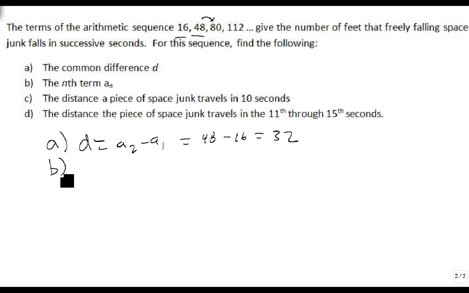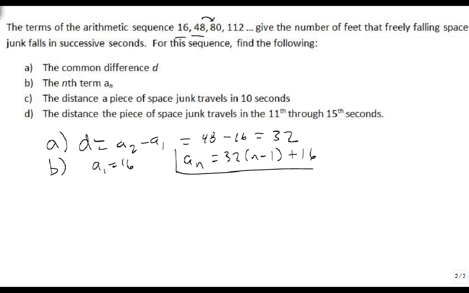For part b, we want to know the nth term. So now that we know what d is, we also know that a1 is 16, so an is equal to 32 times (n minus 1) plus 16. So there's our nth term. We found our general term.